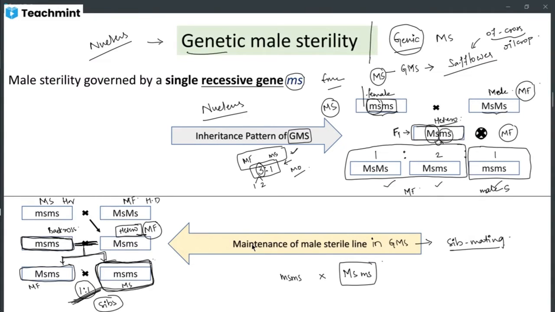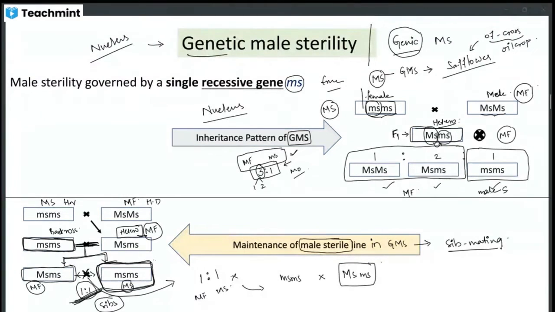So if you mate between them, that is, if you cross the male fertile one with the male sterile one, which are SIBs, then again you will be getting a 1:1 ratio of male fertile and male sterile. So again you will be crossing between these two and you will be maintaining the male sterile line, right? Is it okay? Yes, sir. So how can we identify that?